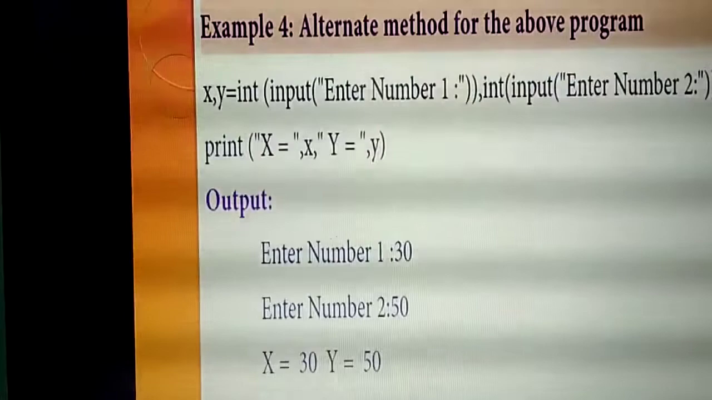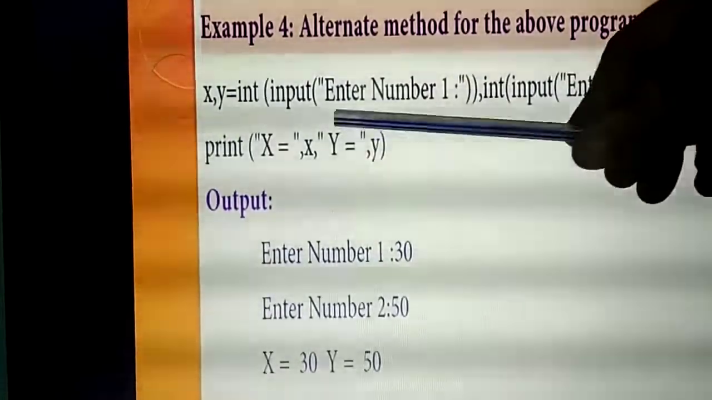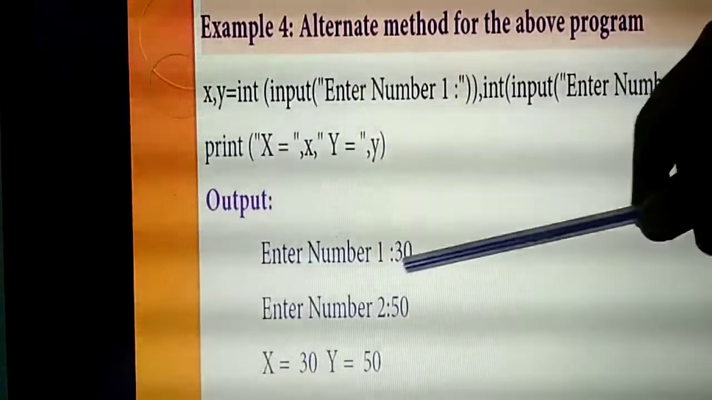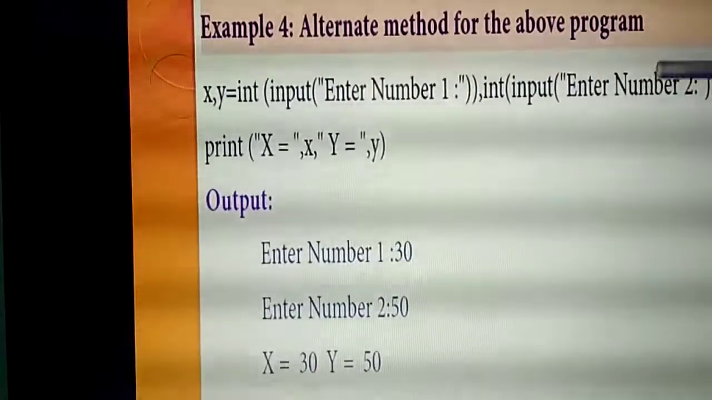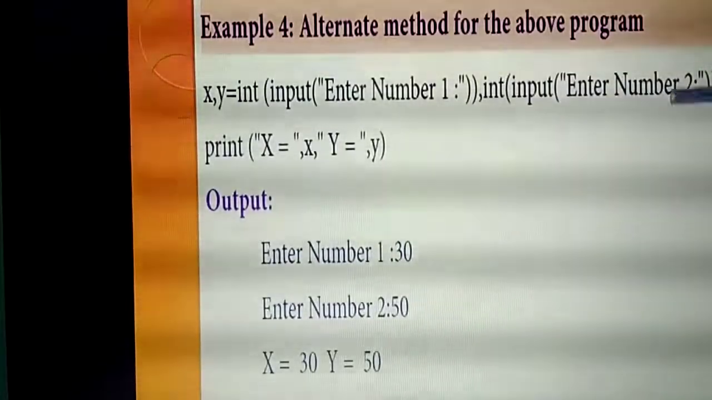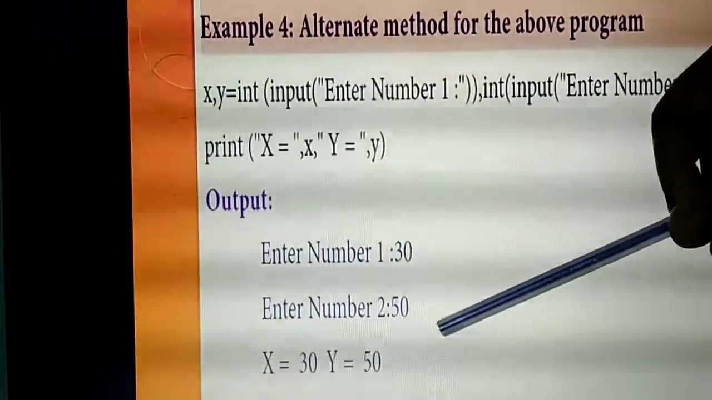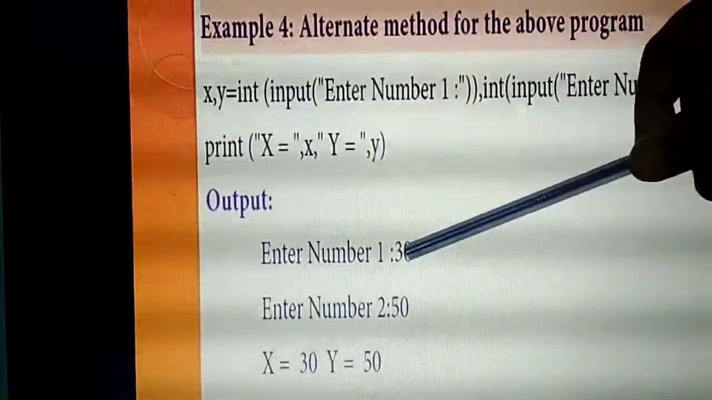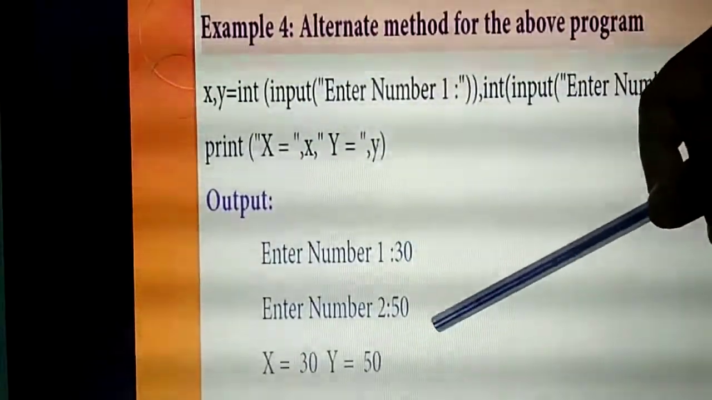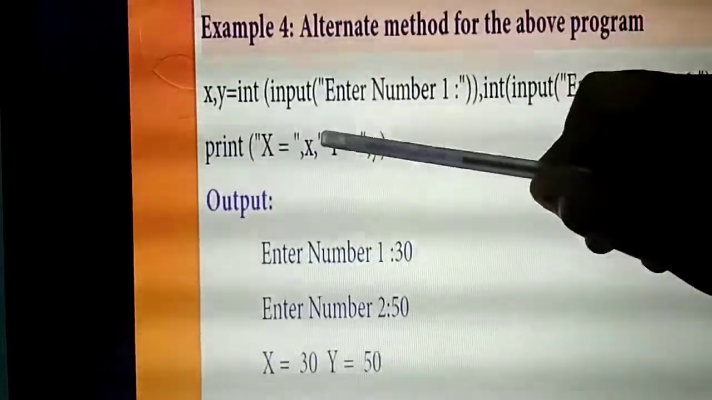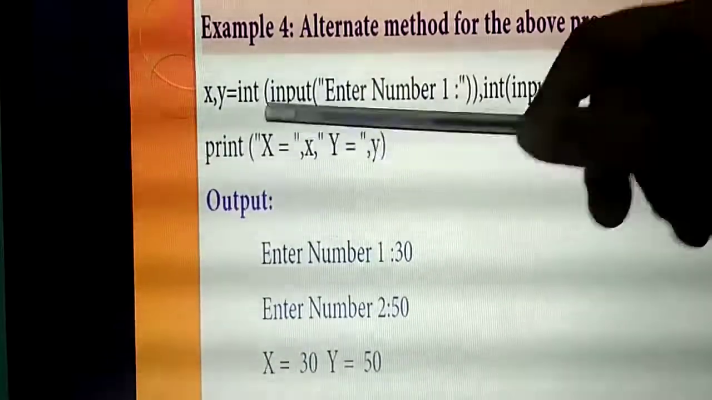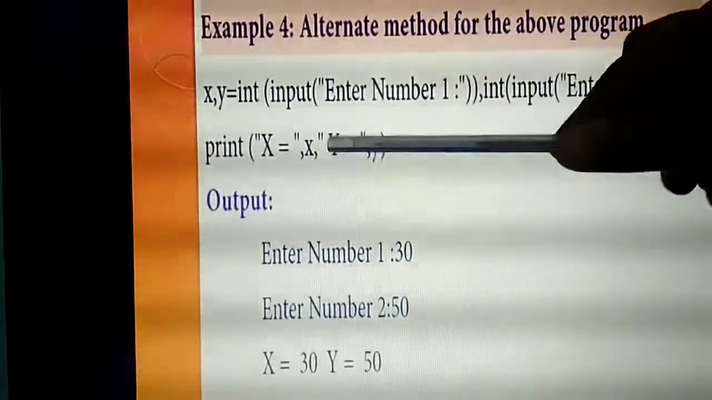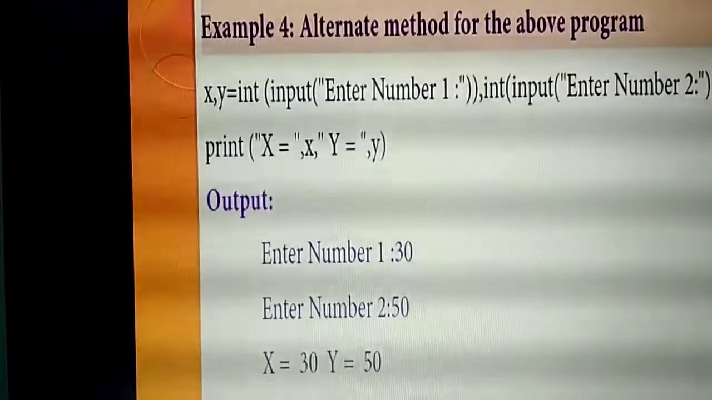Understand? So if you run the program, what output will you get? Enter number 1. So you are giving input at runtime. First number I am giving as 30. Second input, enter number 2, I am giving 50. So what's the value of small x now? 30. What's the value of small y now? 50. I am assigning small x to capital X. So what's the value of capital X now? 30. Then what's the value of capital Y now? 50. Understand this program?